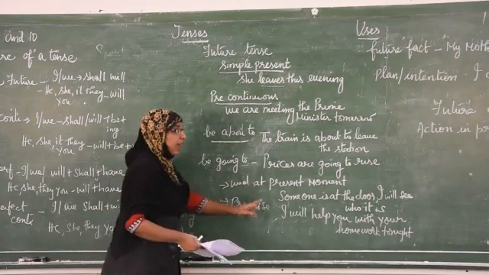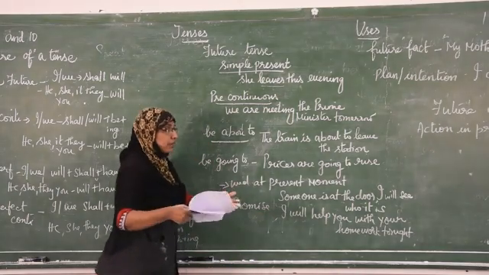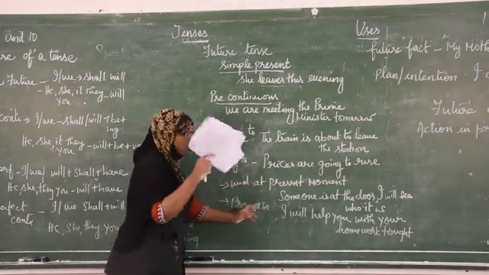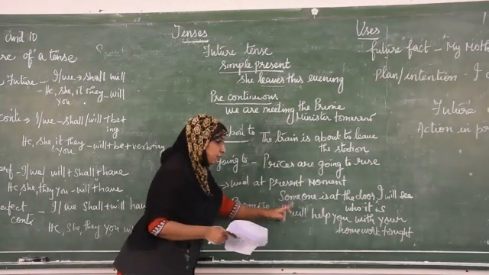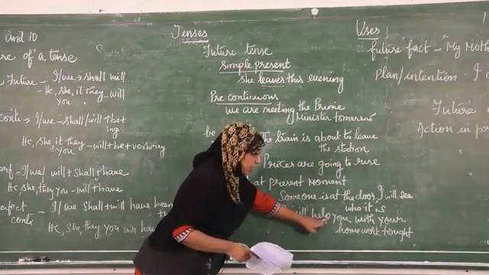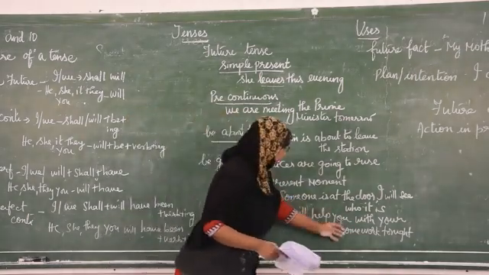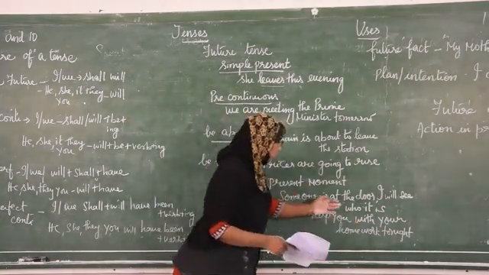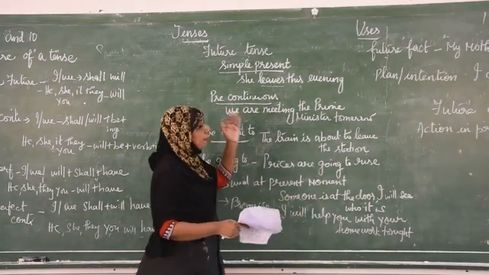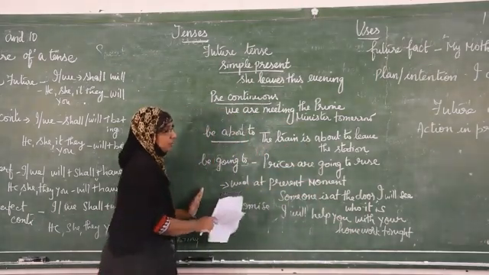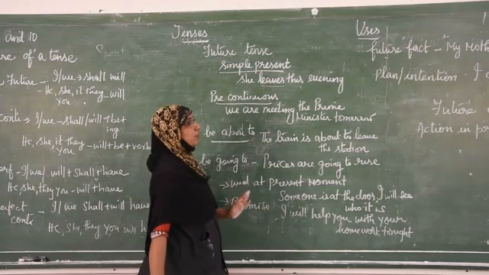Then promise. Promise means you are going to help them. You are promising. At that time, always the verb should be will. I will help you with your homework tonight. If you see, in most of these, the time is mentioned, and the verbs are in present form, but still it refers to an action that is going to take place in the future.